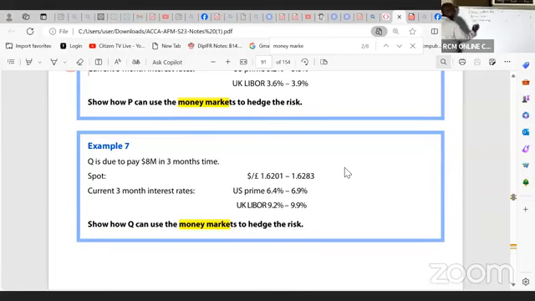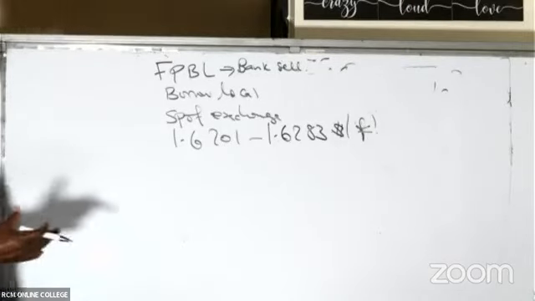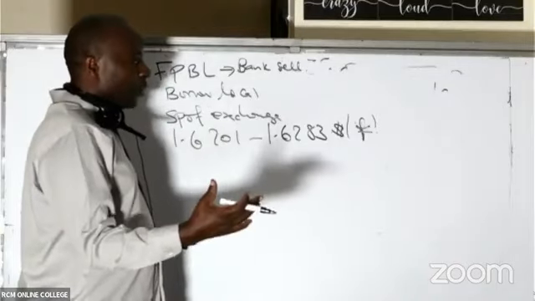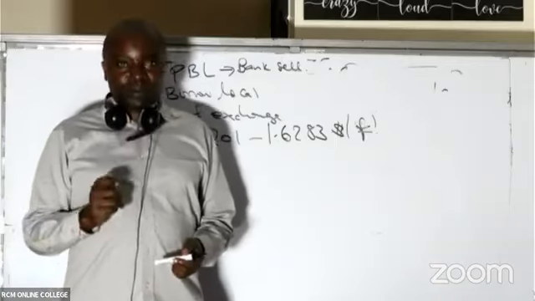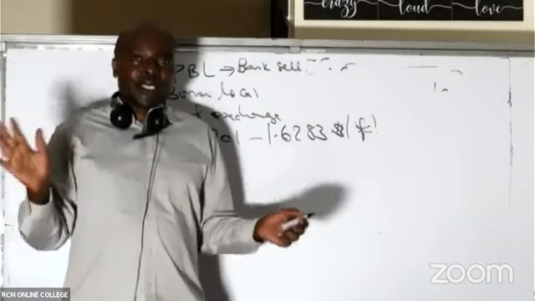1.6201 to 1.6283 dollars per pound like that. So go ahead, ladies and gentlemen, and do what you get to choose. Remember, we are based in the UK, because the company is going to receive dollars. If it were to receive dollars and it's an American-based company, there would be no foreign exchange problem.